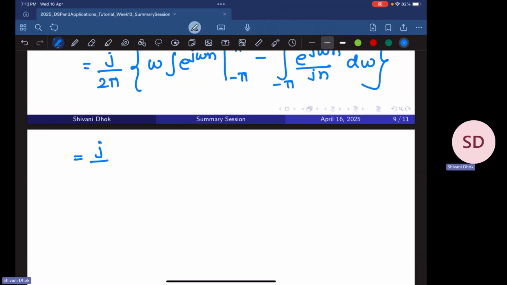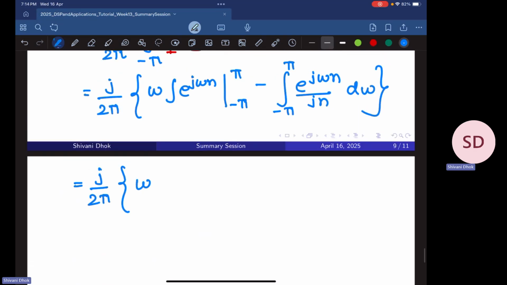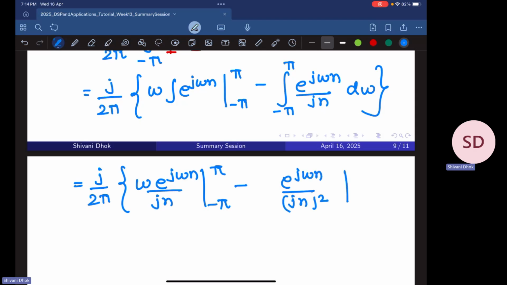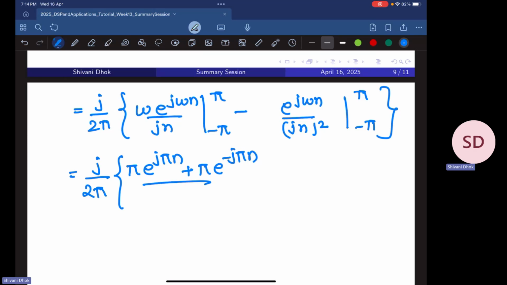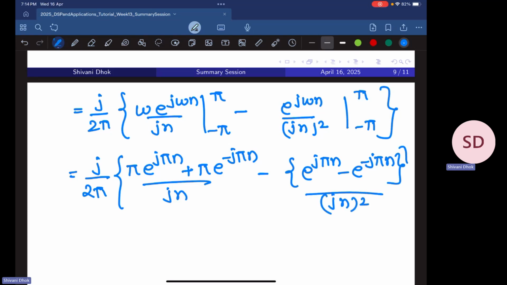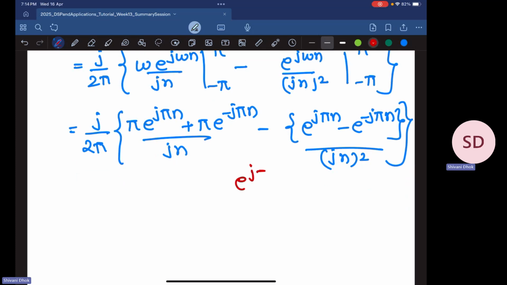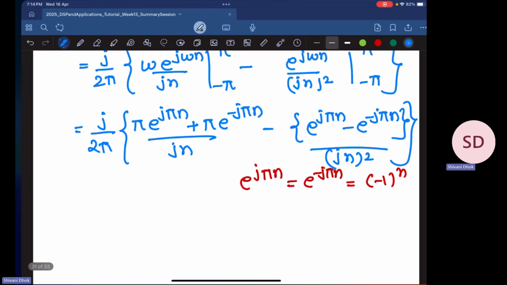So this is equal to j over 2 pi. We have omega into e power j omega n upon j n from minus pi to pi minus e power j omega n upon (j n) square from minus pi to pi. Now if I simplify this, this becomes j upon 2 pi into (pi e power j pi n plus pi e power minus j pi n) over j n, minus (e power j pi n minus e power minus j pi n) whole divided by (j n) square. Now e power j pi n and e power minus j pi n is nothing but minus 1 to the power n. So now if I substitute it back in this equation, I get h of n.